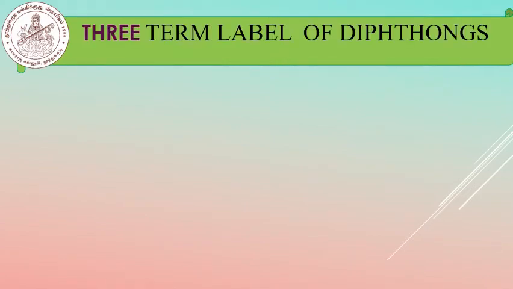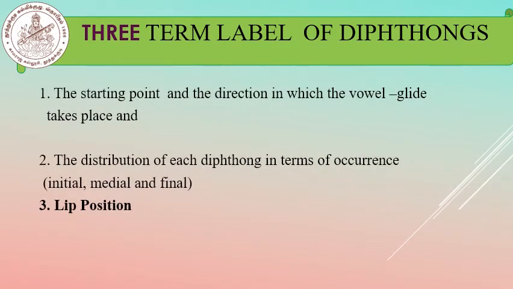As we have seen the three-term label in monothongs, we also have the three-term label in diphthongs. In this, what we see is the starting point and the direction in which the vowel glide takes place. For example, it can start from the front vowel open position and glide towards the front vowel close position, or it can glide towards the center position. That is called the starting point and the direction in which the vowel glides.